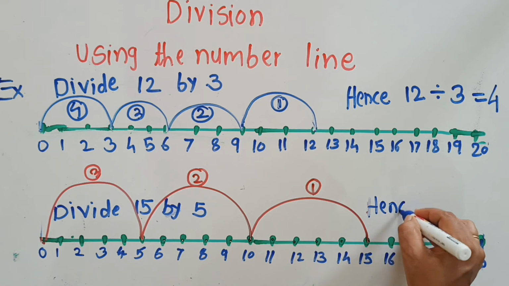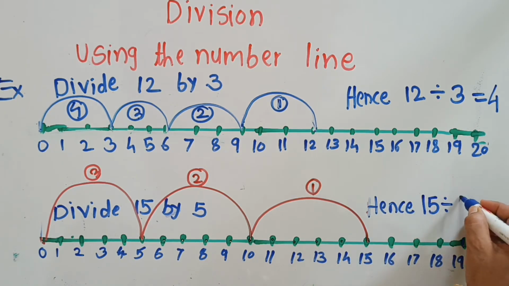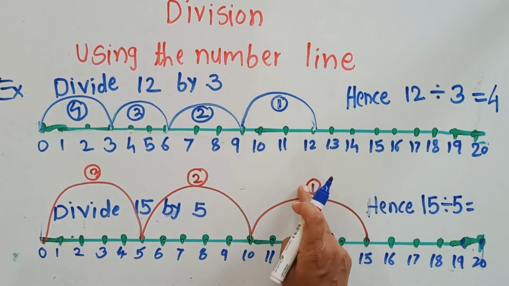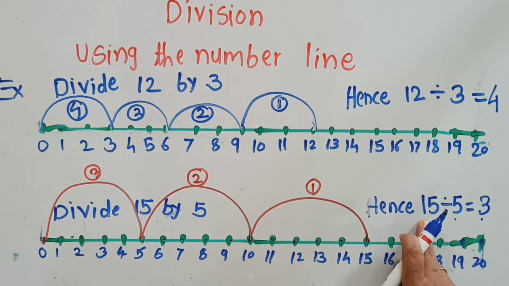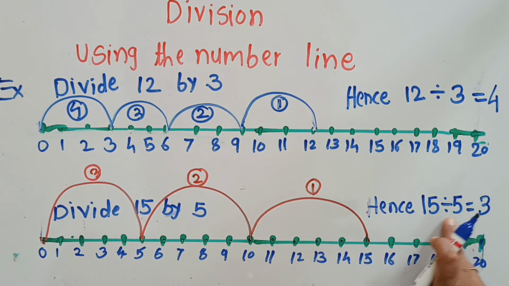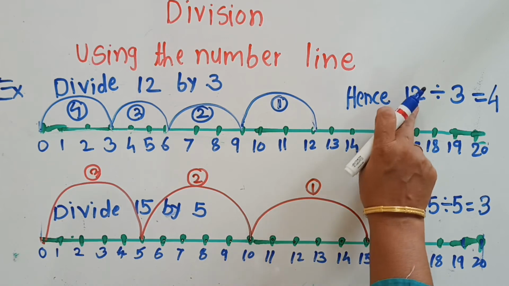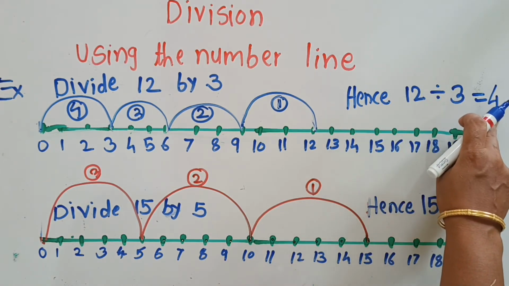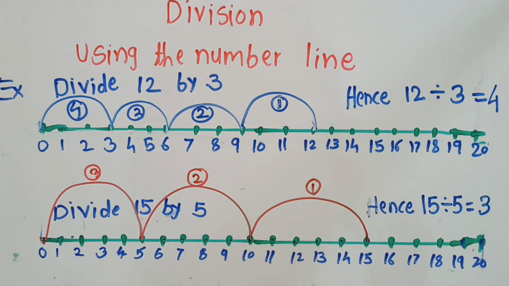So hence, 15 divided by 5 is equal to 3. And you know children, 5 threes are 15. So the answer is 3. This is the quotient. Here also 12 divided by 3 is equal to 4, which means 3 fours are 12. 4 is the quotient.